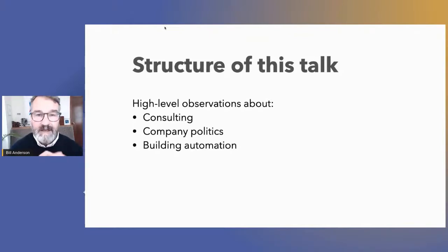What I find is some companies are extremely well-run. Some companies have created very complicated systems that are really hard to maintain, and what I see is some common threads throughout this that I'd like to share with you today. This is a very high level talk. There's not too many pretty pictures in here, but what I'll be talking about is consulting, a bit about company politics, and building automation platforms in general.